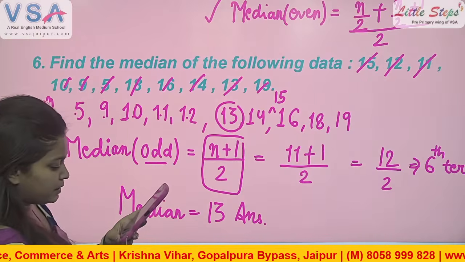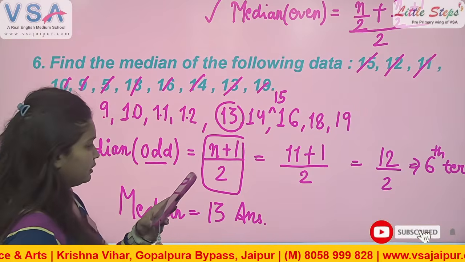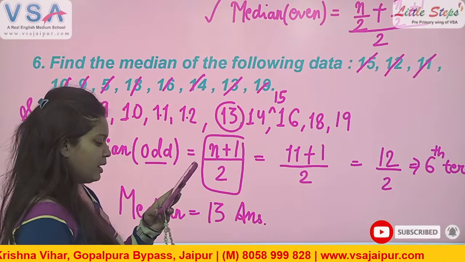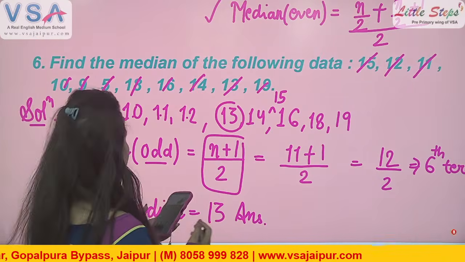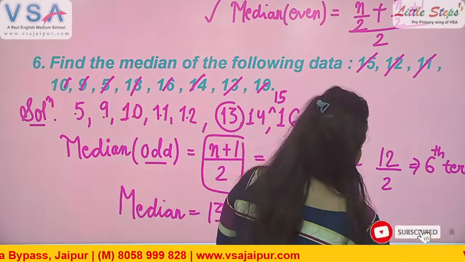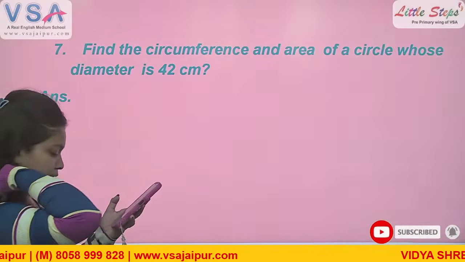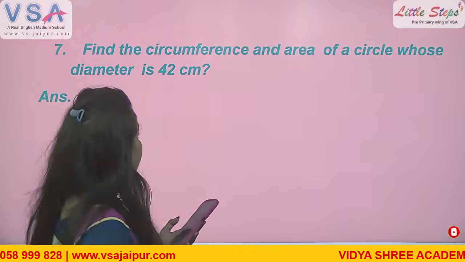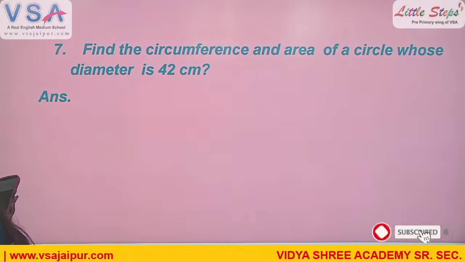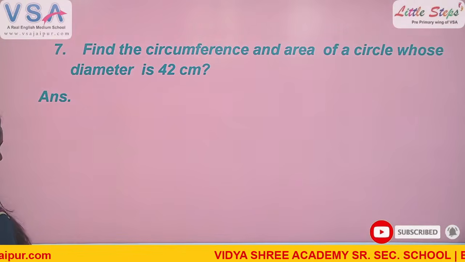Yes, it should have been done in ascending order. Okay, Payal Meena, the answer is correct. Jaideep, the answer is also correct. 13 is the answer. Vidyut, the sixth term is 13. Yes. Pari, good. Find the circumference and area of a circle whose diameter is 42 centimeter.